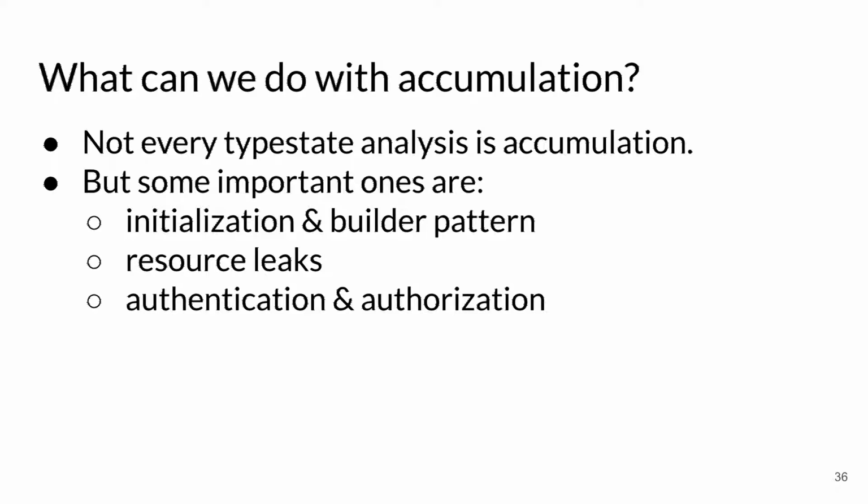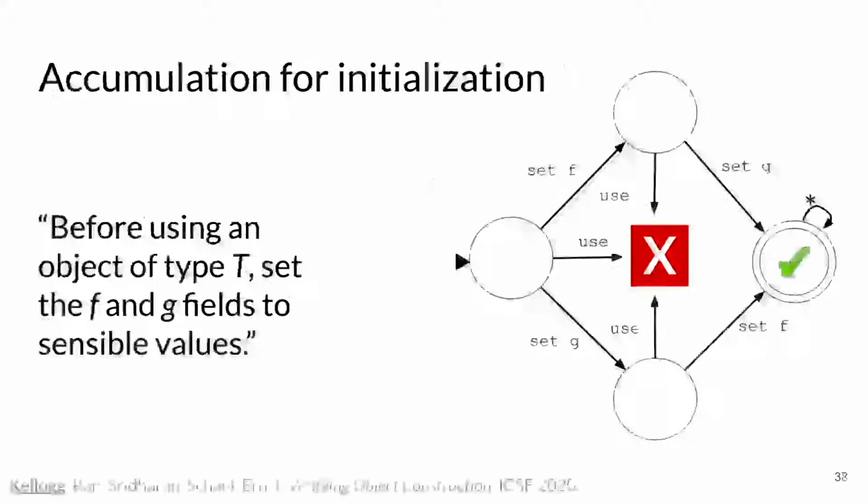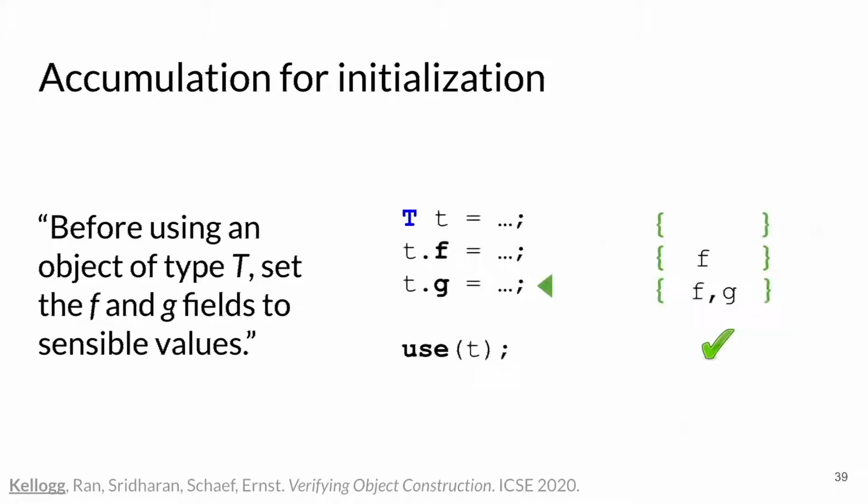Some important ones are initialization. The type state for initialization, the example that I showed on an earlier slide, looks kind of like this. You can see the set f and set g, and then using too early is in the middle. I want to emphasize that this all flows in one direction. That gives you an idea that type states for accumulation analyses usually look a lot like this. And like I said, this is how it's actually implemented. This is the example I showed from before.